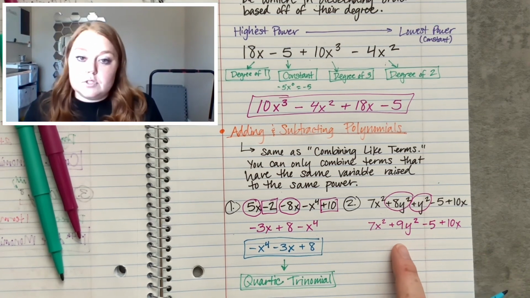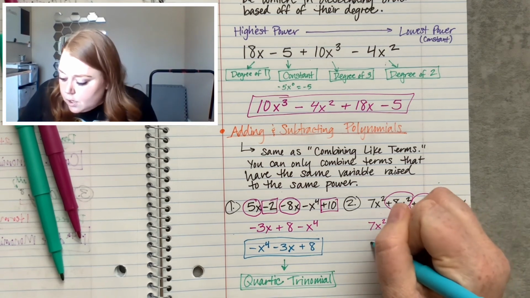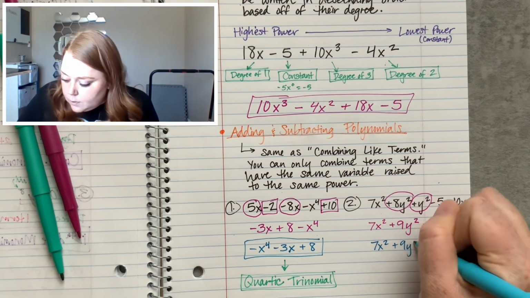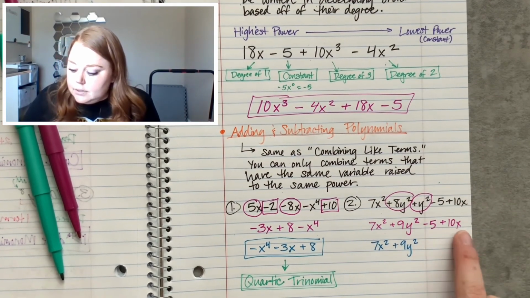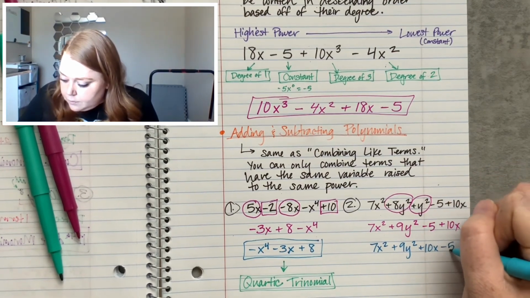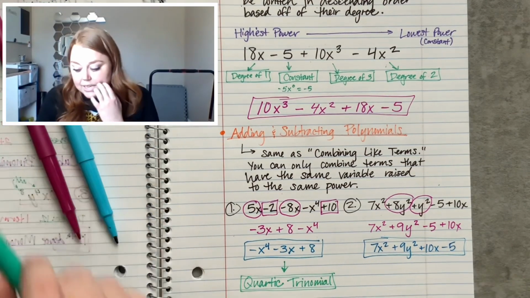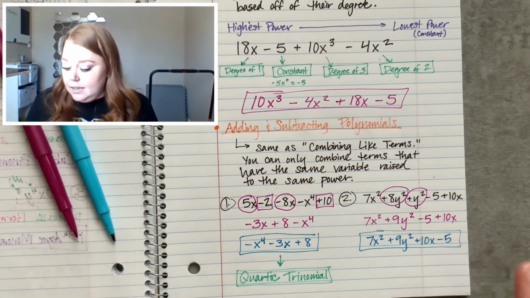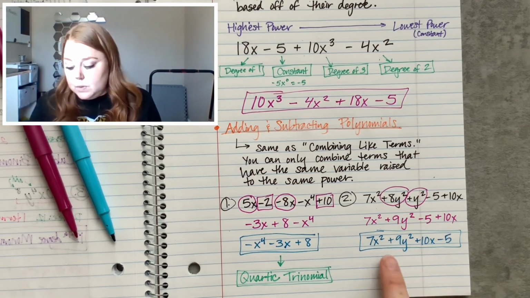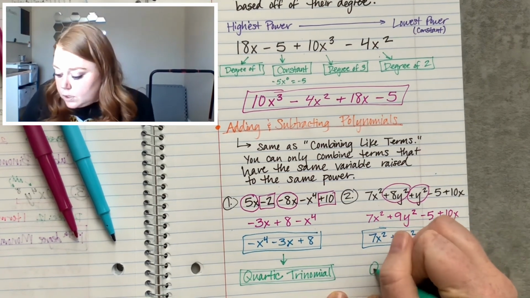Which variable comes first in the alphabet? X, right? X, Y, Z. So 7x squared gets listed first, then the 9y squared, and then what's next? The 10x. And then the -5. Okay, so that's your standard form. Last thing, naming it. Okay, so the degree of this whole polynomial is 2, and that's because its leading term right here has a degree of 2. Degree of 2 is quadratic.